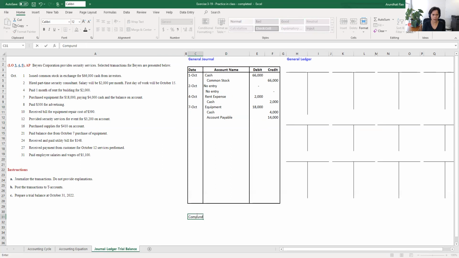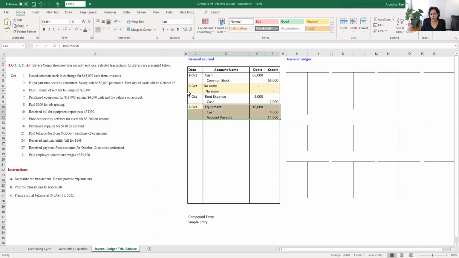It's called a compound entry. That means we have more than one debit and/or credit within that transaction. The others we have looked at so far are called simple entries. In a simple entry, only one account is debited and only one account is credited. So once again, I'm going to put these in different colors so we can visually see them a little easier.